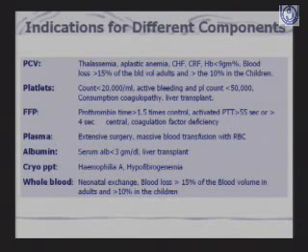Then FFP, where the prothrombin time is less than 1.5 times the control. The plasma, in extensive surgeries, massive blood transfusion with RBC. Albumin, when the serum albumin level is less than 3 grams per deciliter, or in liver transplant. Then cryoprecipitates, that is in hemophilia and hypofibrinogenemia.